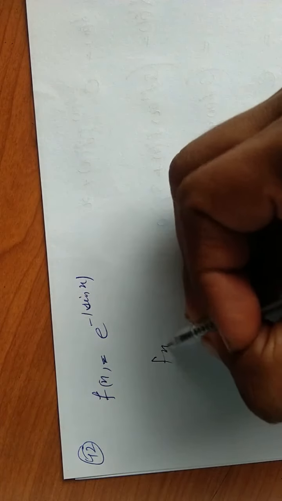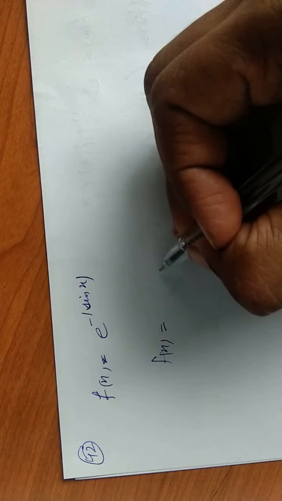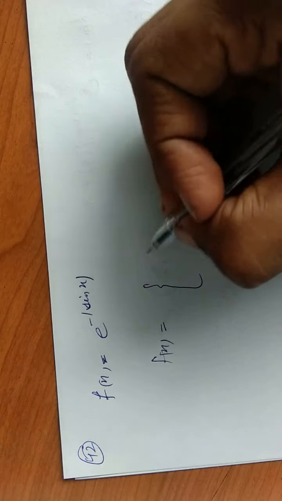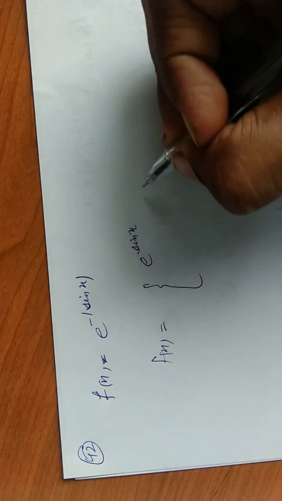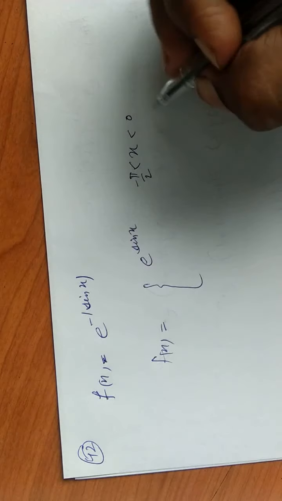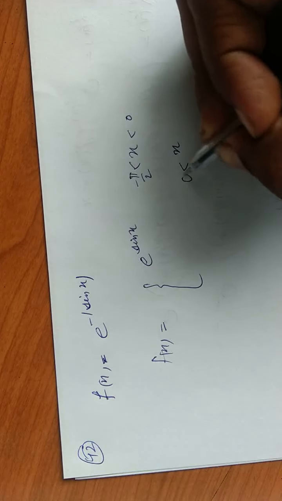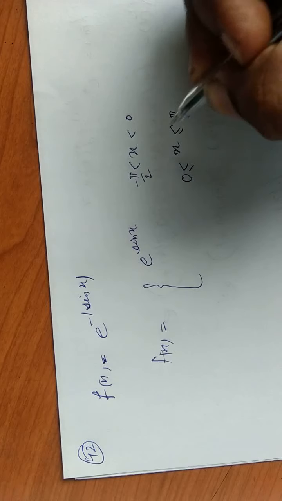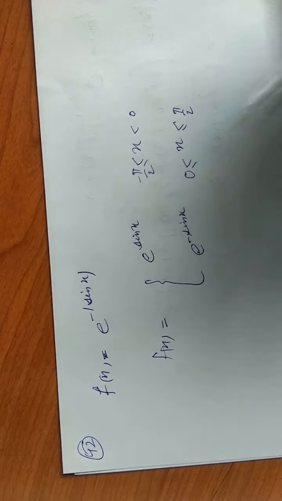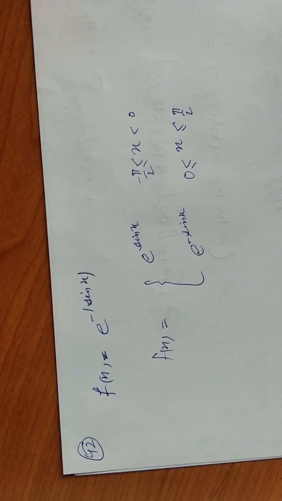So let's first define the function exactly. We'll see it in the interval of minus pi by 2 to pi by 2. So it will be equal to e power sin x when x belongs to minus pi by 2 to 0, and it will be equal to e power minus sin x when x belongs to 0 to pi by 2. Clearly we can see that the function is everywhere continuous and differentiable.